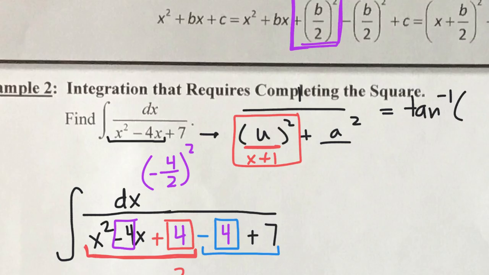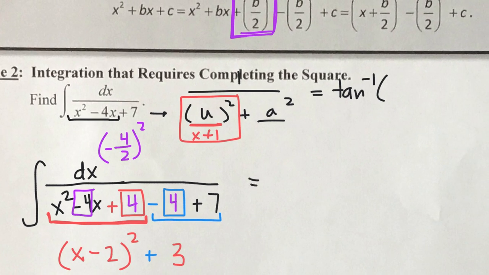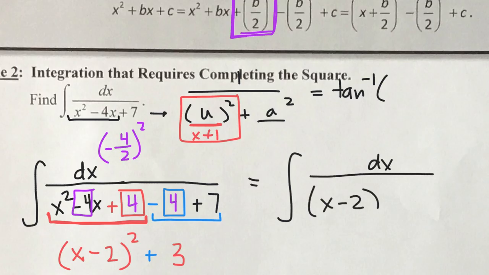Well, that's not a perfect square, is it? No, it's not. But I'm going to change it so that it is a perfect square, and you can do this too, anytime you want. So we have dx over x minus 2 squared plus the square root of 3 squared. What is the square root of 3 squared? Well, it's just 3, of course. So we can do that with any number. If this number is not a perfect root, then just take its square root. And then your a value is going to be root 3, and your u is x minus 2.